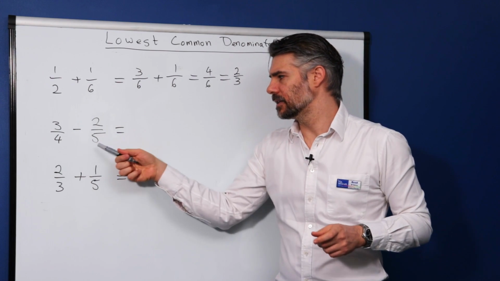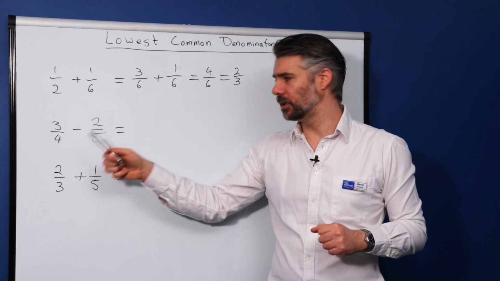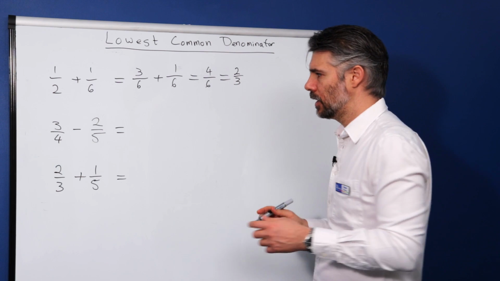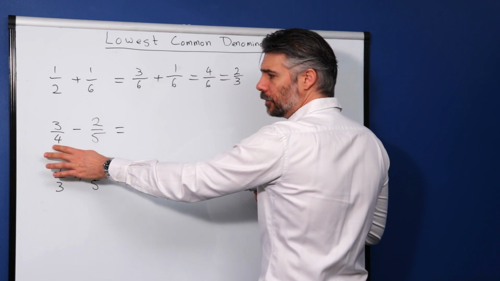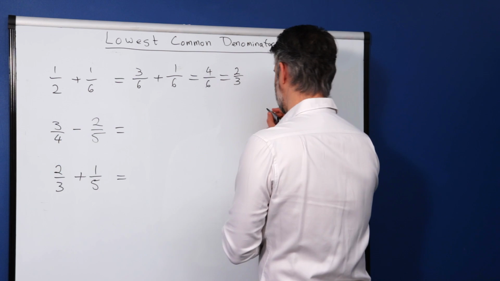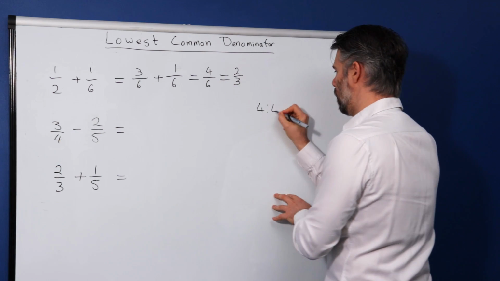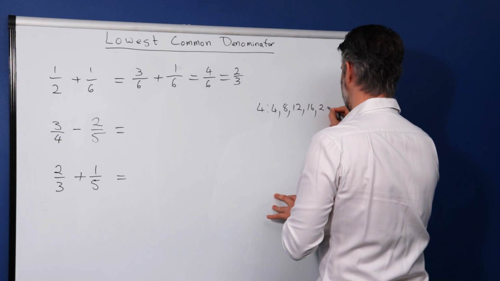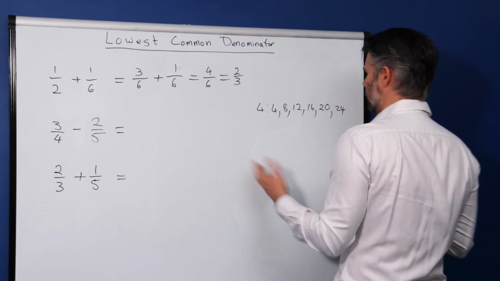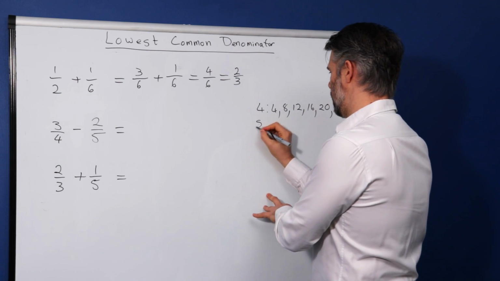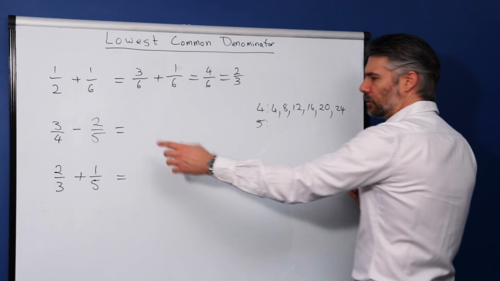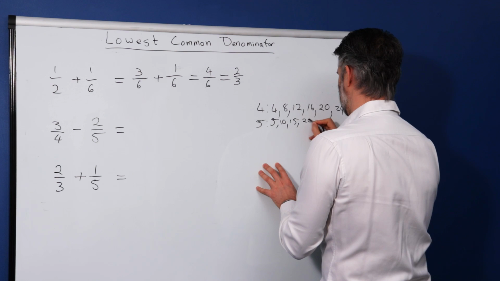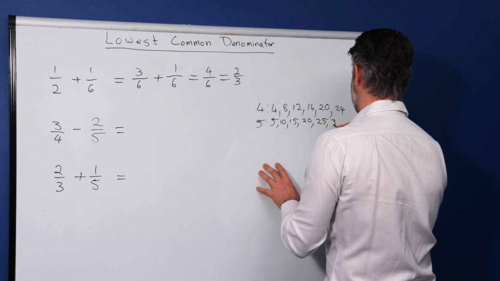If your denominators are different and you can't multiply the smaller one by anything to get the bigger one, this is how we will solve that. Write out a few multiples of each. So the multiples of 4 are 4, 8, 12, 16, 20, 24. There's 6. So let's try 5. Multiples of 5 are 5, 10, 15, 20, 25, 30.